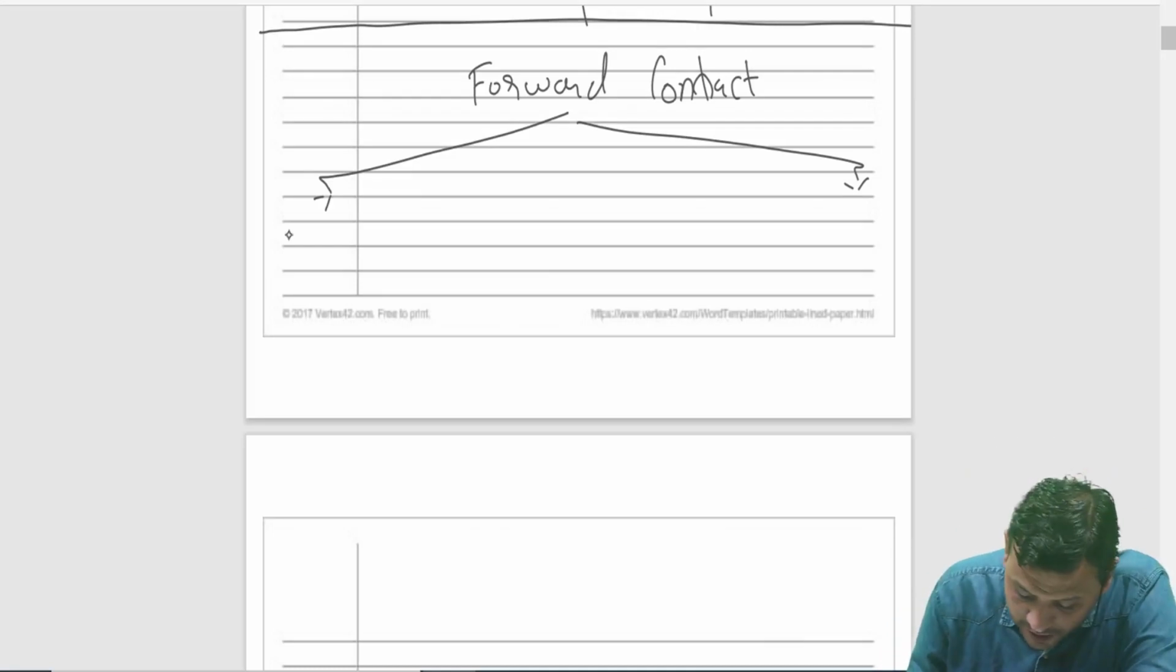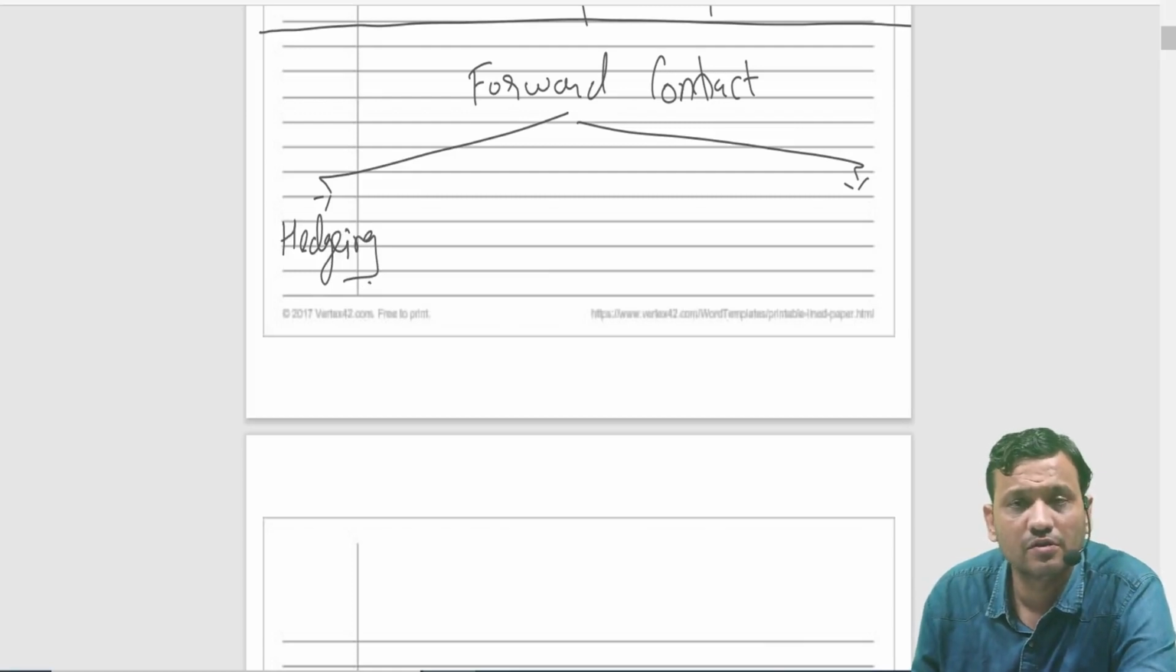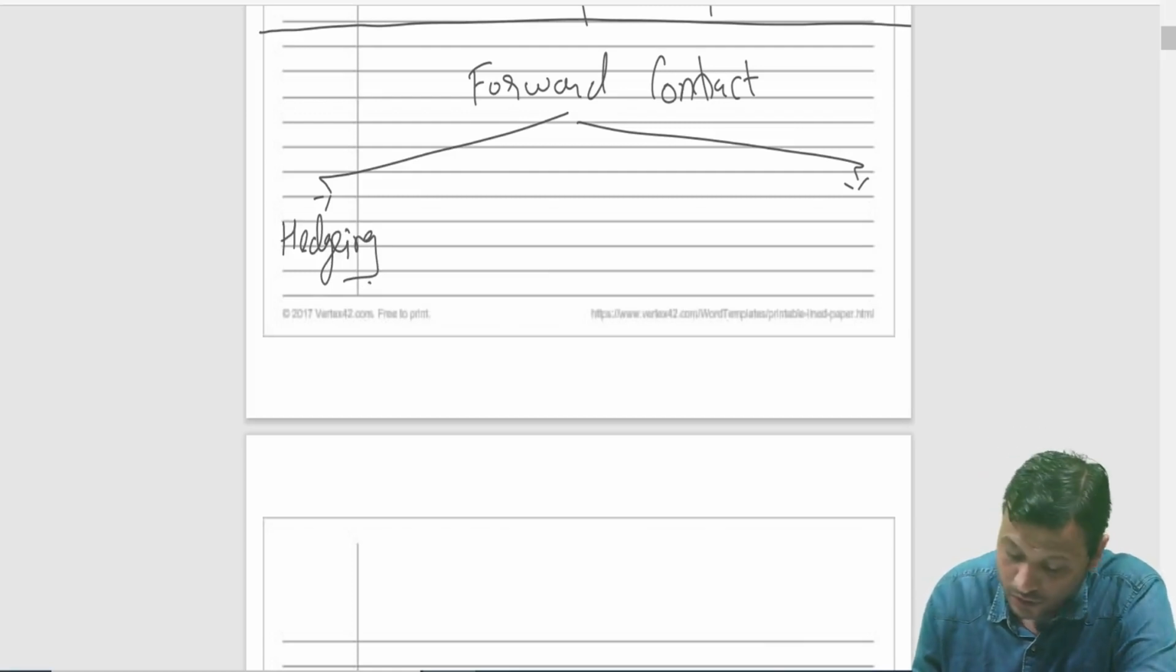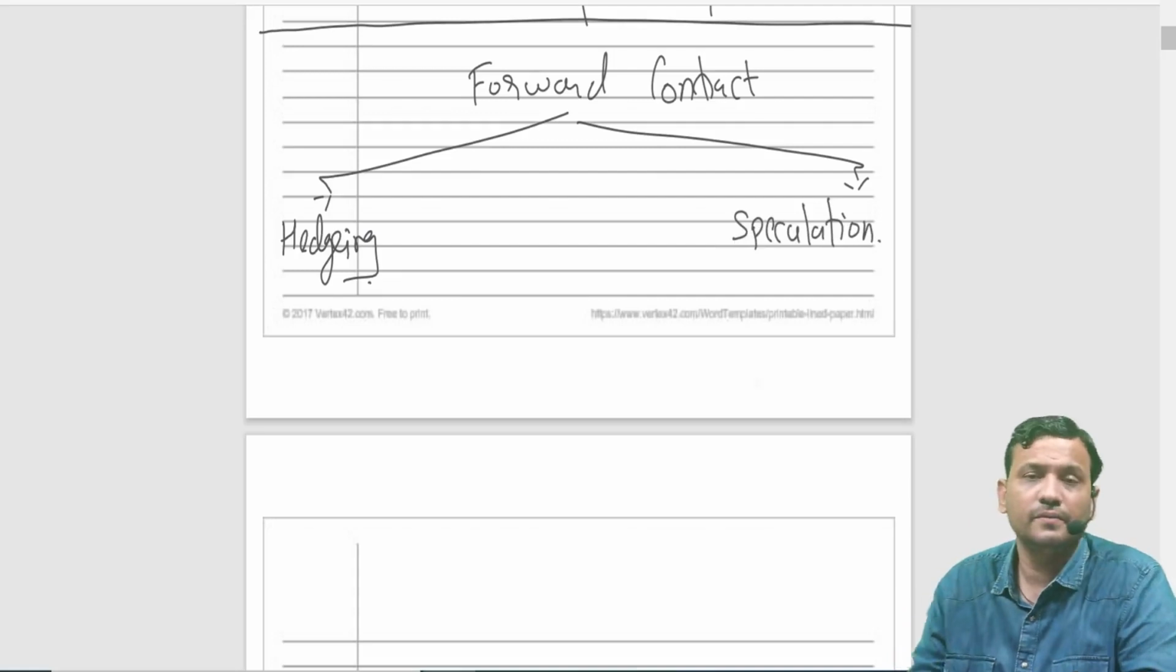This forward contract can be for hedge, means to protect ourselves from the risk of fluctuation, or this forward contract is for making gains from changes in the currency rates.